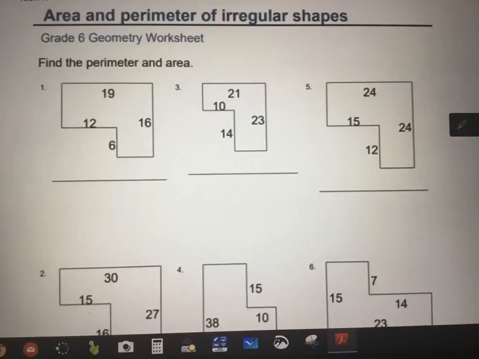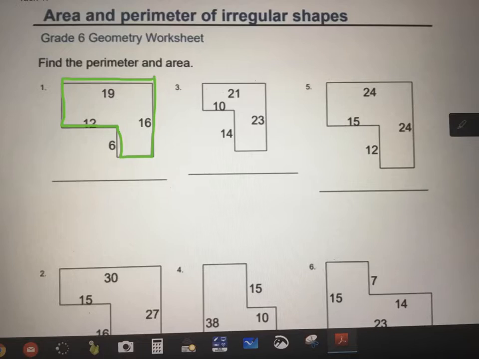So let's take a look at the only thing that we have today. There are 6 of them. We'll go over a couple of them. So we're going to start off with just finding the perimeter. Remember, perimeter is the outside. So everything that is on the outside. So you want to find the length of all sides. So that's all you're going to do, you're going to add up all the sides.